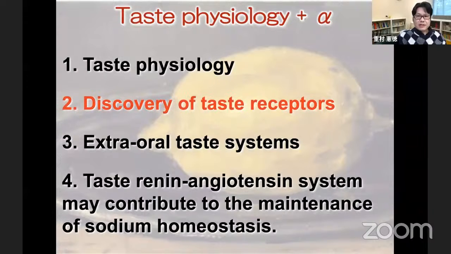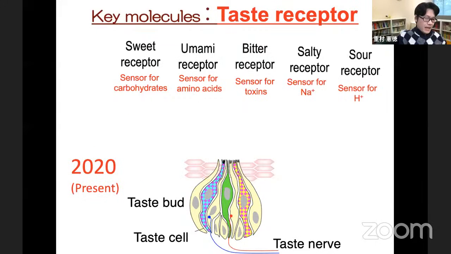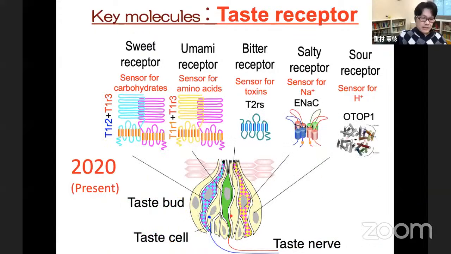The topic is the discovery of taste receptors. The key molecules to detect the needed nutrients are taste receptors. When I started taste research at Kyushu University in 1999, about 20 years ago, almost all taste receptors had not been identified yet. However, nowadays, as shown in this slide, five basic taste receptors have been identified.